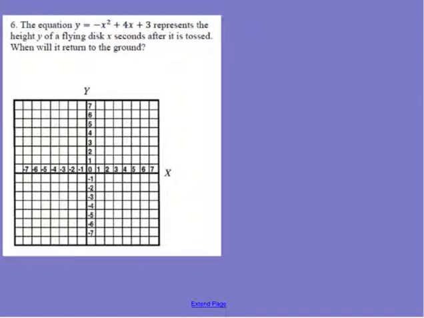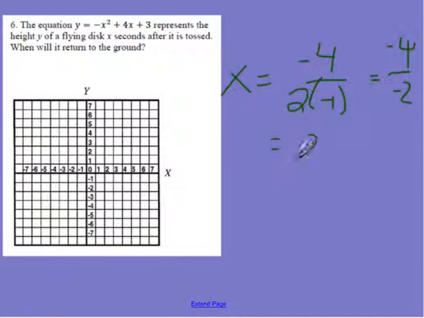So really the ground is being represented by the x-axis. So we need to figure out when it's going to cross the x-axis. Well, in order to do that, we need to graph it. So in order to graph it, I first need to calculate the vertex. So I'm going to do opposite of b over 2 times a. So that's going to be negative 4 divided by negative 2. So I'm going to get that x is equal to 2.